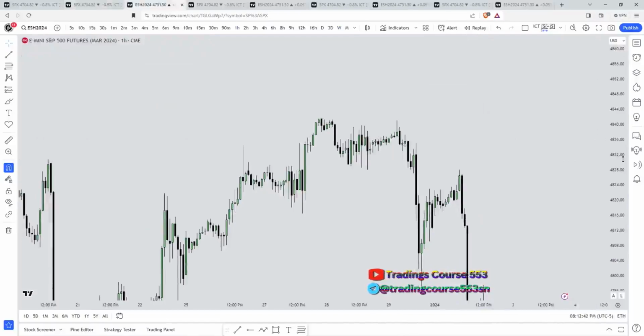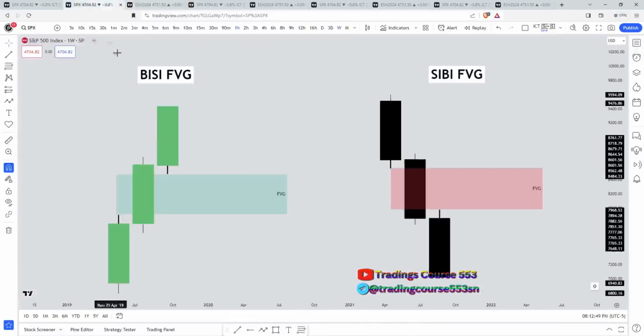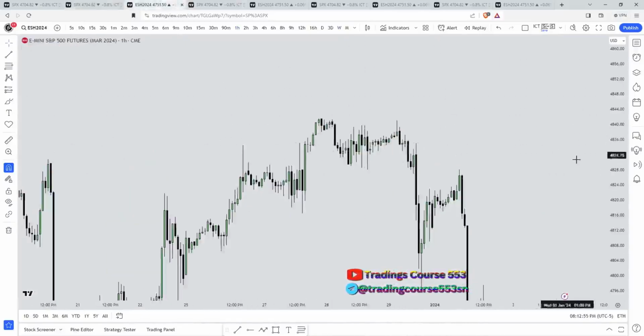I want you guys to take a look at this chart. If you're new and you haven't been trading ICT for a while, just try and look for those signatures in price action that we just talked about, a bullish fair value gap or a BISI, and then a SIBI or a bearish fair value gap. So pause the video real quick and see if you can find any examples on your chart.